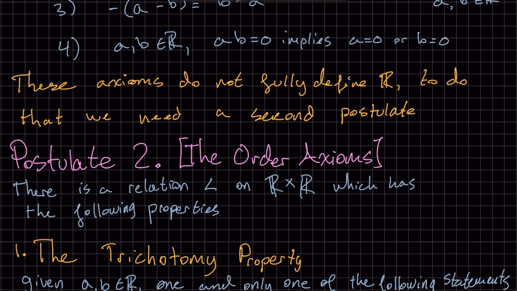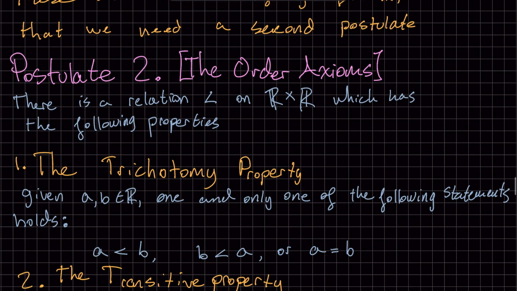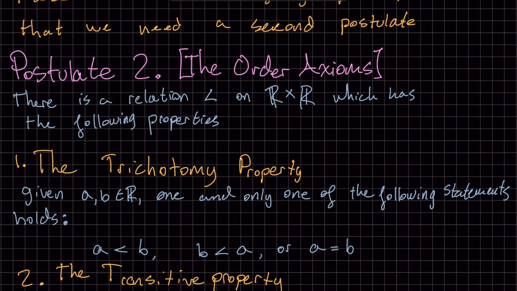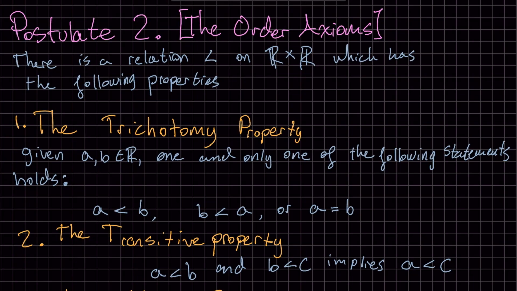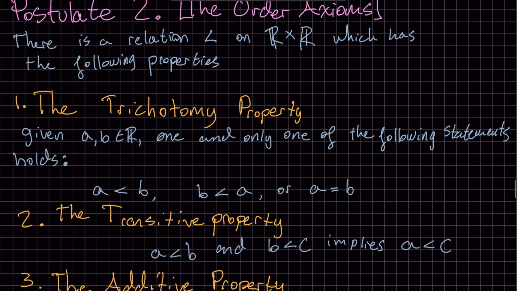These axioms do not fully define the real numbers, so to do that, we need a second postulate. This is the second postulate, the order axioms. There's a relation less than on R cross R, or R², which has the following properties. One, the trichotomy property.